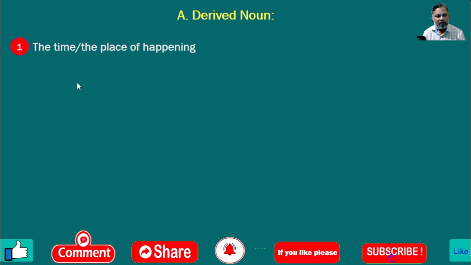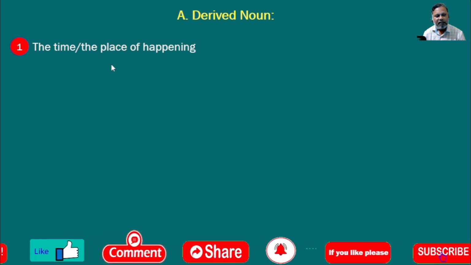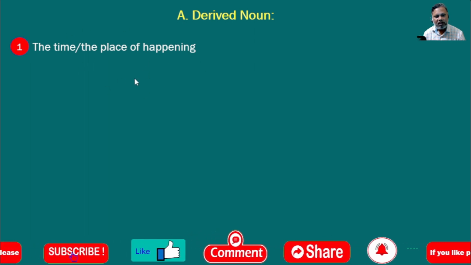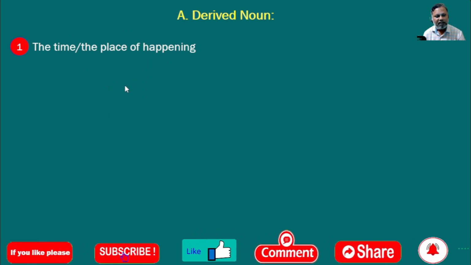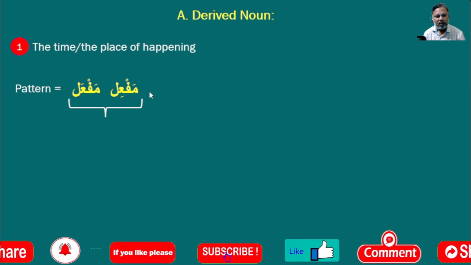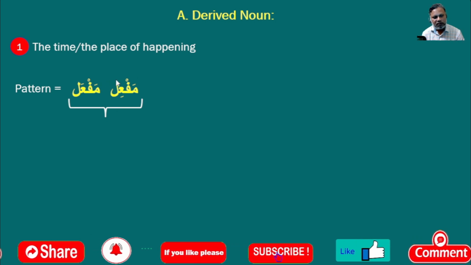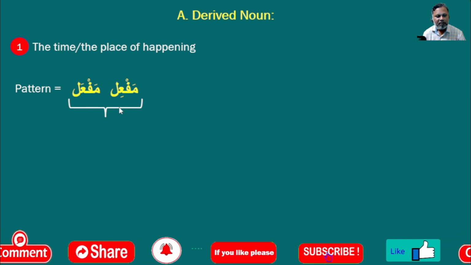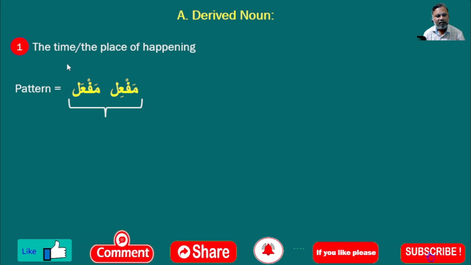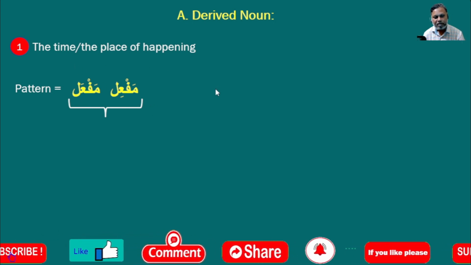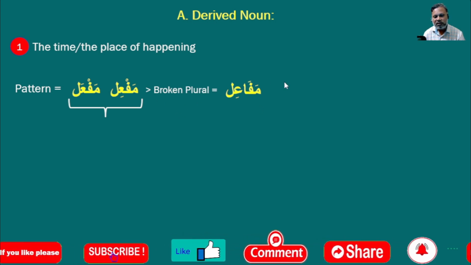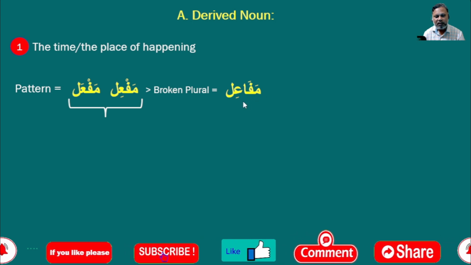The pattern for the time or the place of happening. This type of noun has some patterns like this: maf'alun and maf'ilun. These two singular patterns are used to derive a noun that indicates the time or place of happening. And the broken plural for this type of noun uses the pattern mafa'ilun.